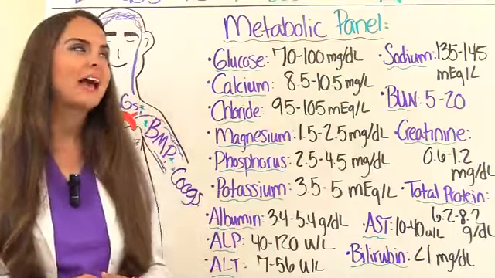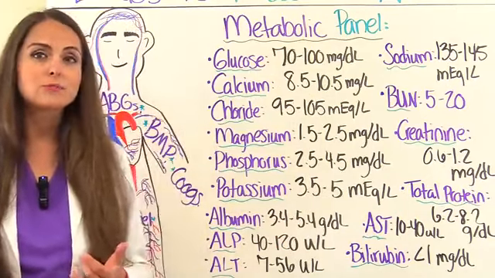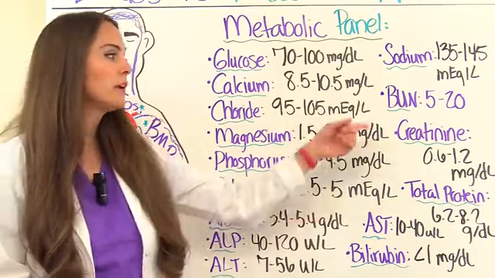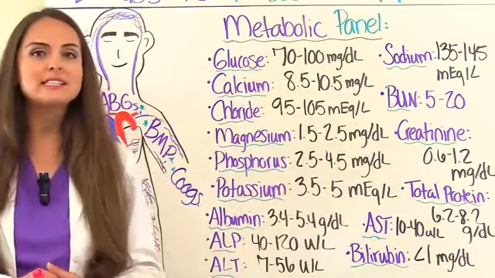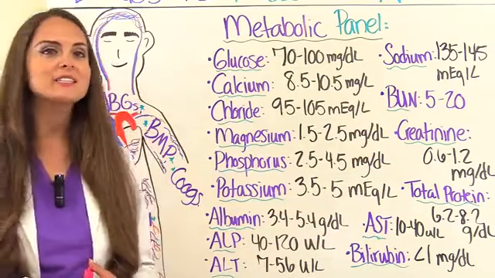Now let's switch and let's look at the metabolic panel. Again, this is going to tell us about our fluid and electrolytes, which will include glucose, our renal function, and if it's comprehensive, it's going to tell us how our liver is functioning as well. So let's look at these ranges.